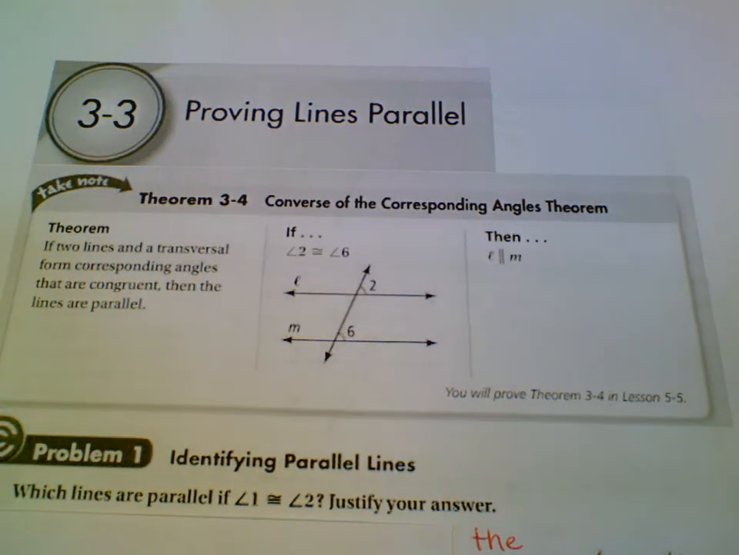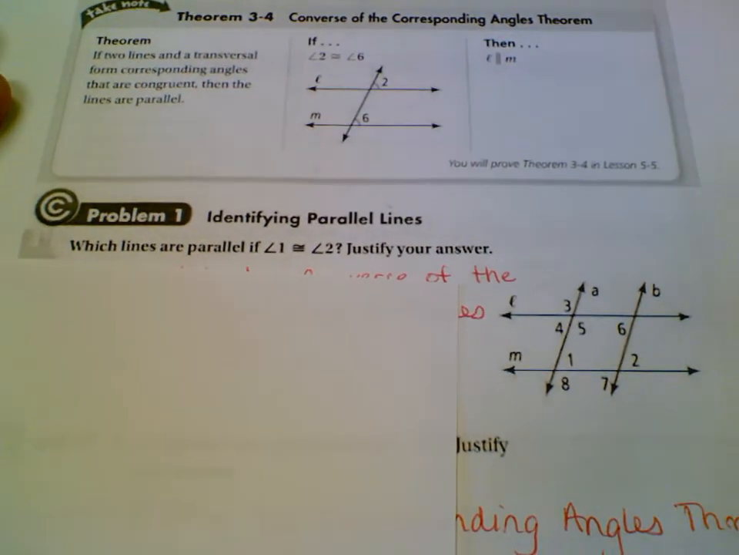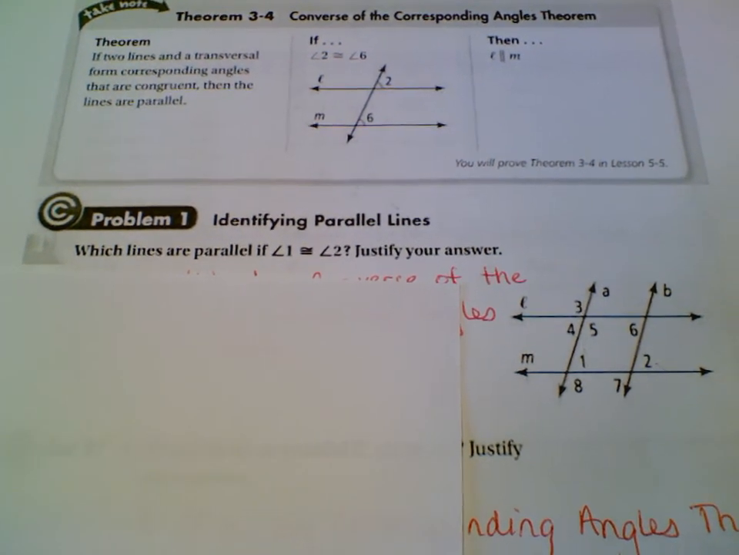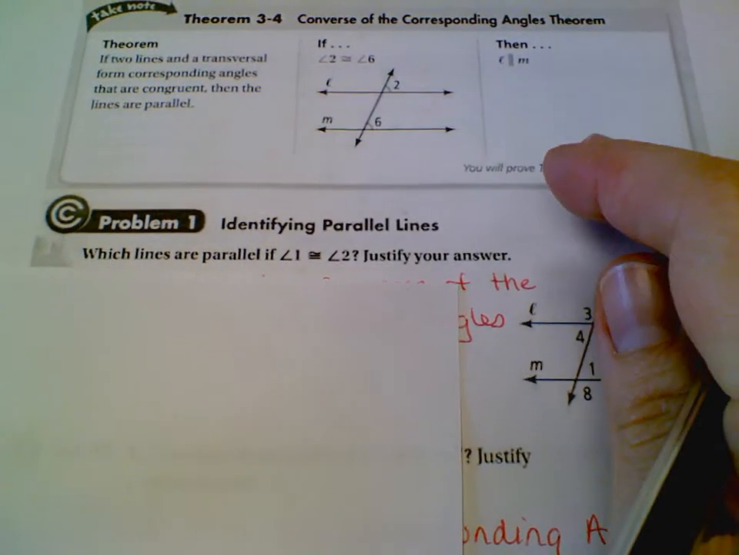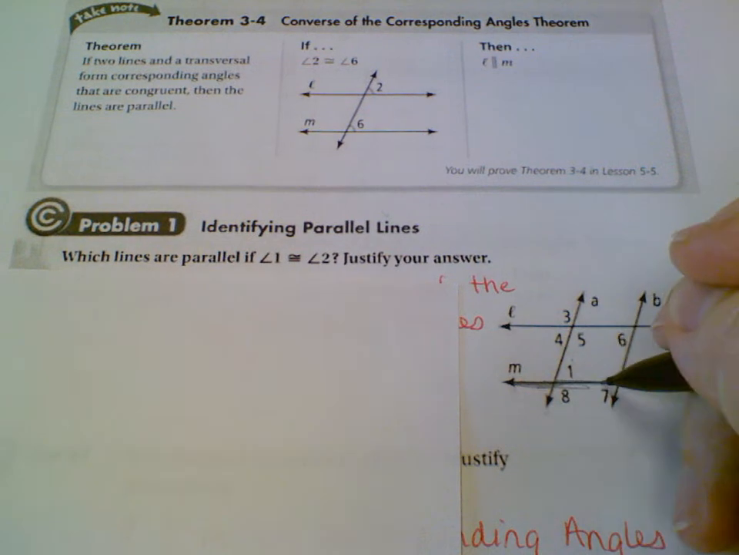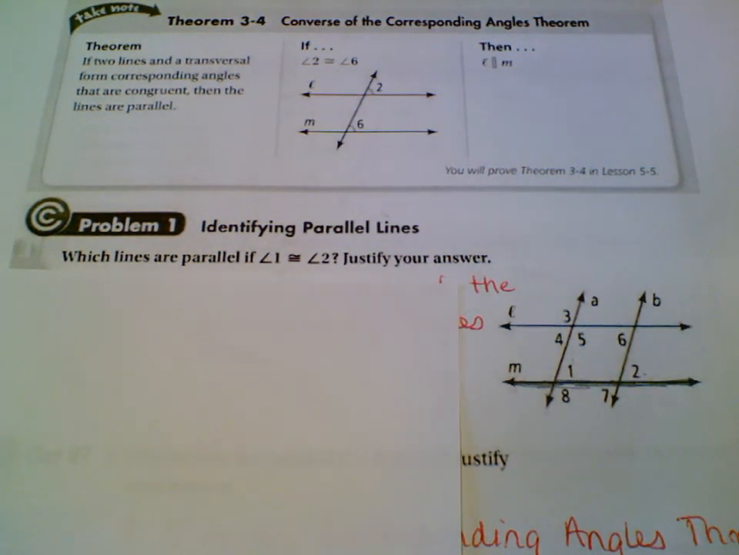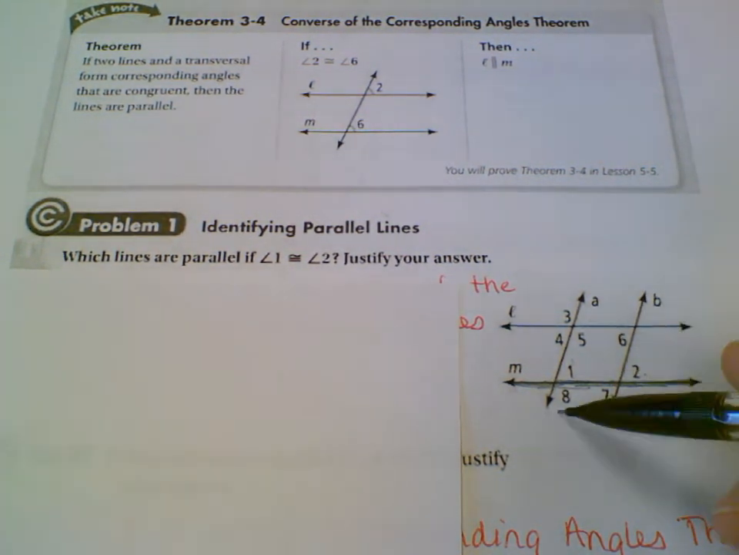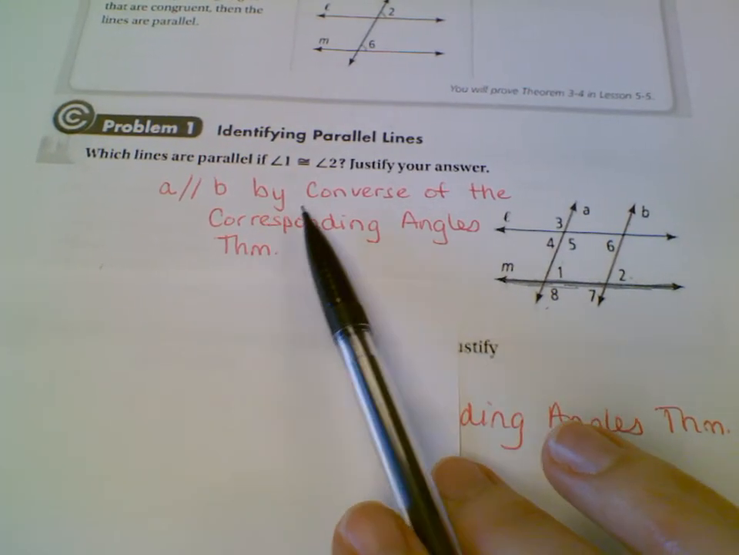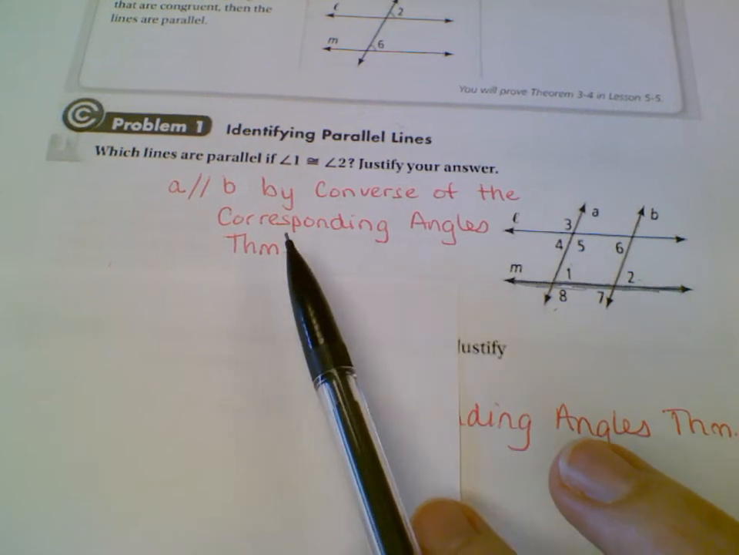Let's take a look at the first example. It says, which lines are parallel if you know 1 and 2 are congruent to each other? Well, notice 1 and 2 are corresponding angles. So here would be my transversal, because both of the angles are on the same line. That's going to be my transversal. So therefore, A and B would have to be parallel to each other, and to justify it, I would put by the theorem, so by the converse of the corresponding angles theorem.